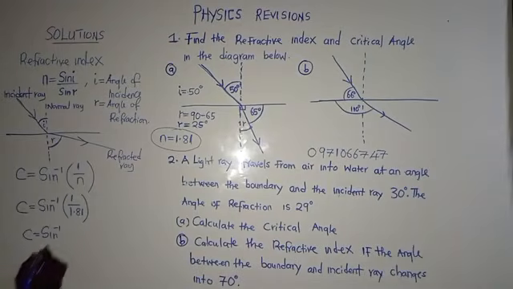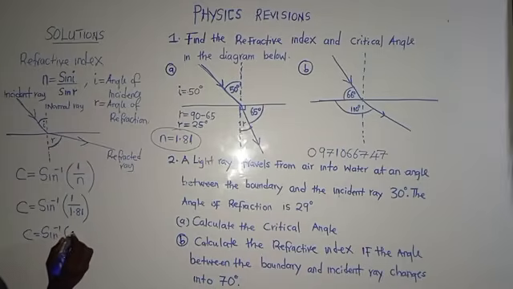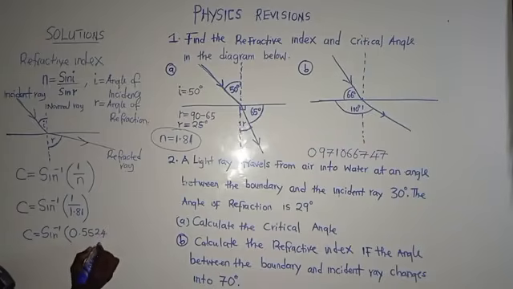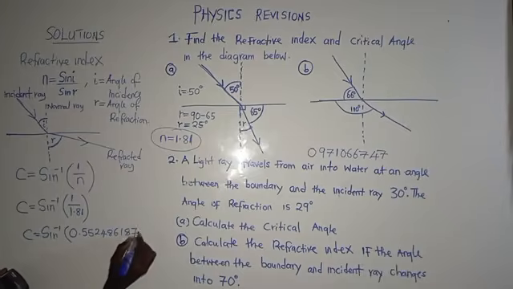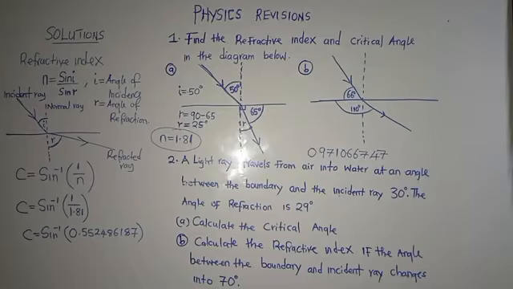What answer are you getting for 1 divided by 1.81? You are getting 0.552486187. This is the answer that we are getting. So now, what is our actual answer?